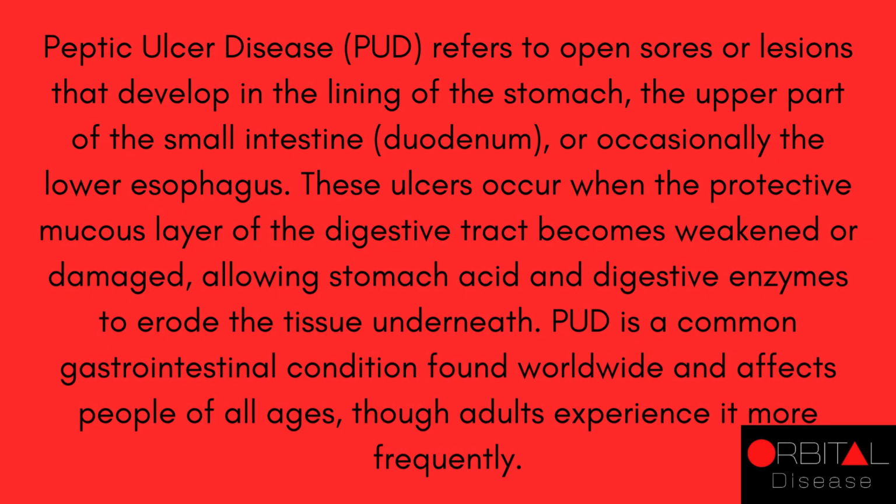Peptic ulcer disease, PUD, refers to open sores or lesions that develop in the lining of the stomach, the upper part of the small intestine, duodenum, or occasionally the lower esophagus. These ulcers occur when the protective mucus layer of the digestive tract becomes weakened or damaged, allowing stomach acid and digestive enzymes to erode the tissue underneath. PUD is a common gastrointestinal condition found worldwide and affects people of all ages, though adults experience it more frequently.